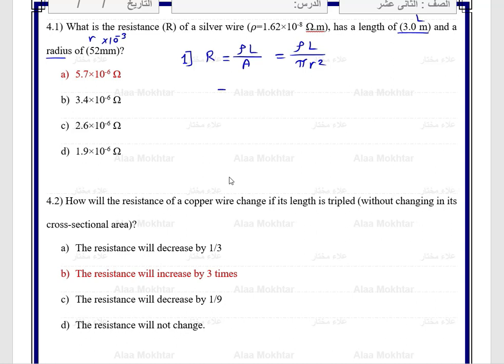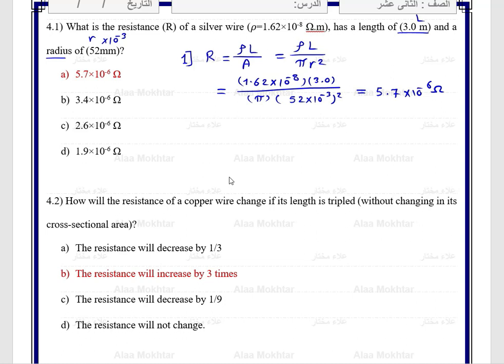I think everything is available. Rho is 1.62 times 10 to the negative 8. L is 3 meter. Pi times R squared is 52 times 10 to the negative 3 squared. Use your calculator. It's 5.7 times 10 to the negative 6 ohm.